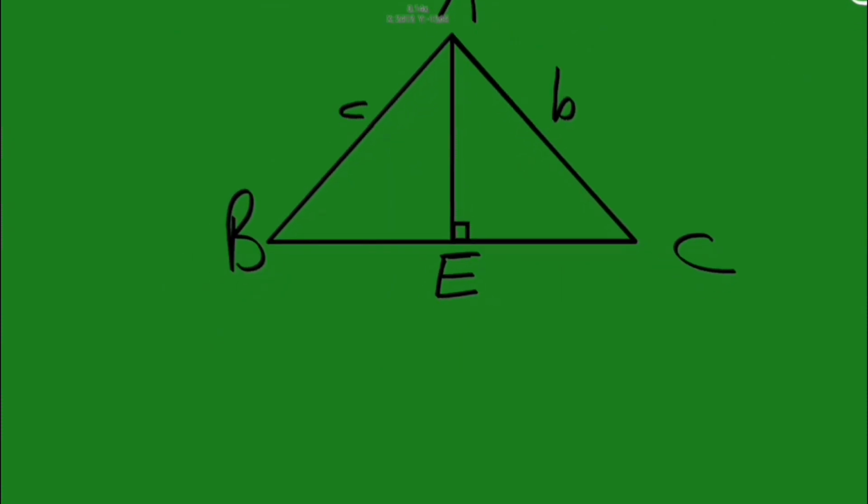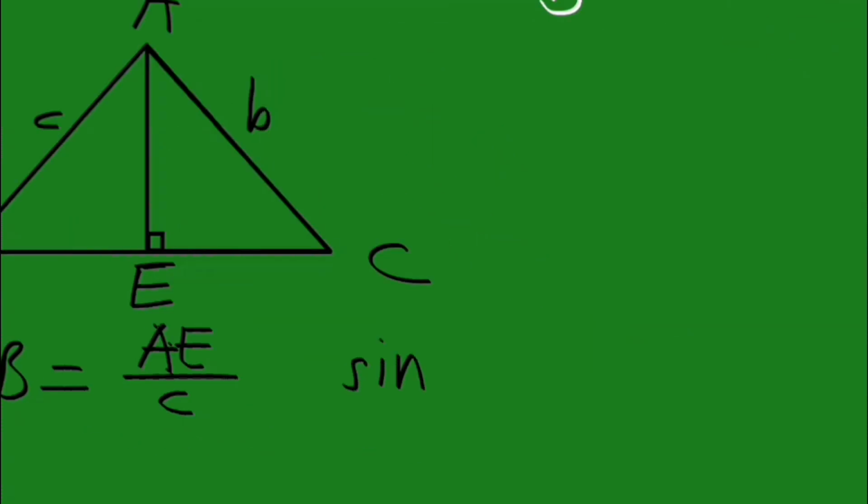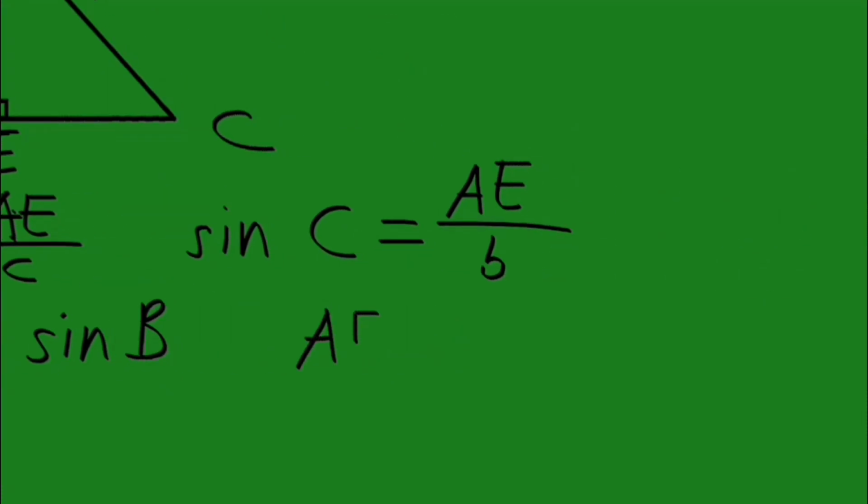We're going to say sine B. Sine B is going to be opposite side, which is AE, over hypotenuse, which is C. Sine C, it is going to be AE over B. So in these two equations, we have AE. So we're going to make AE the subject of the formula. So on this side, we're going to have AE, which is equivalent to C sine angle B. On this side, it's going to be AE is equivalent to B sine angle C.